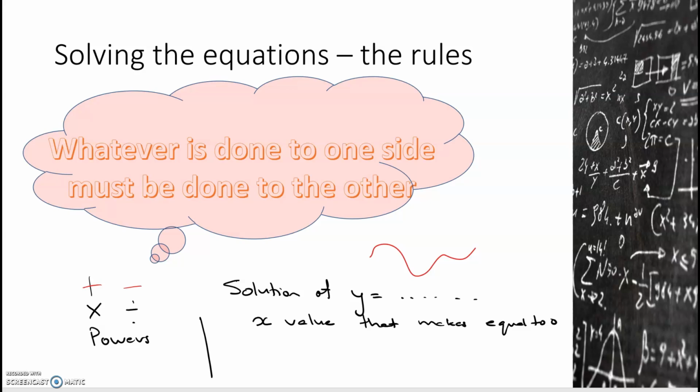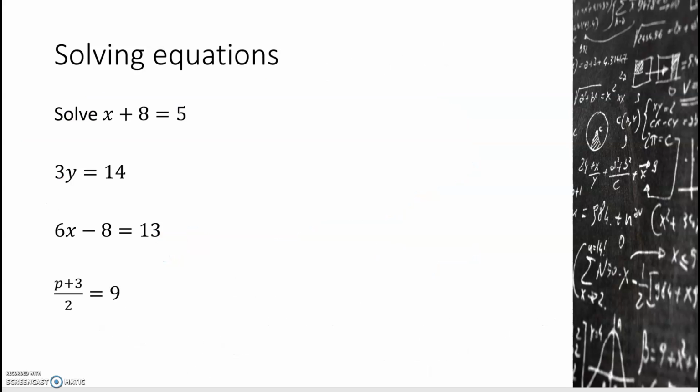So that means if we've got something like this, that we've got our function y, this is the solution here. If we've got a parabola, these are the solutions. They're the ones that make y equal to 0. Okay, let's just go through some simple ones.